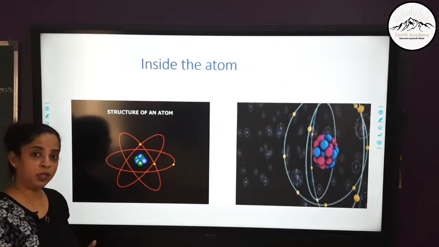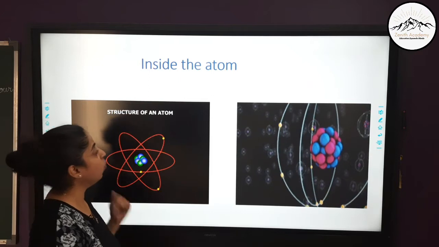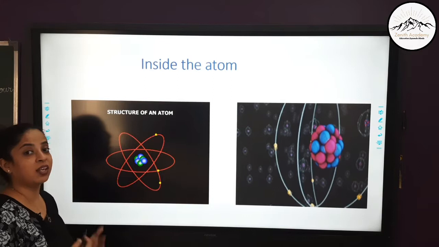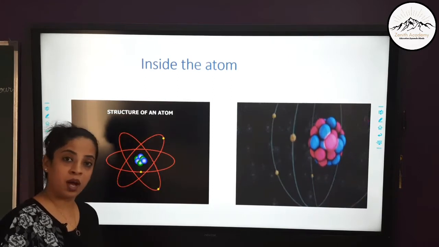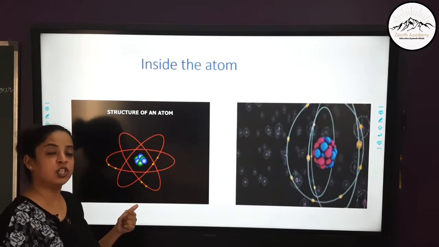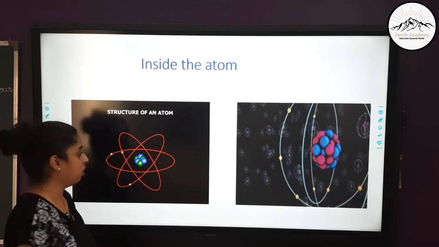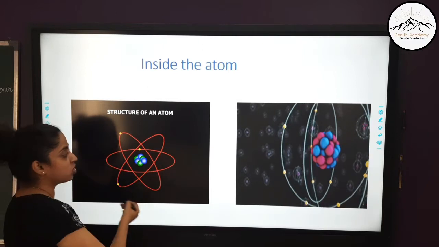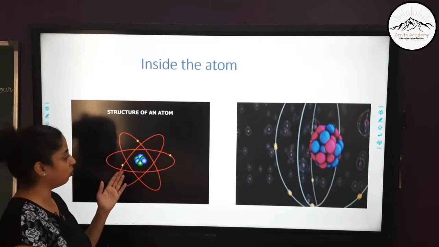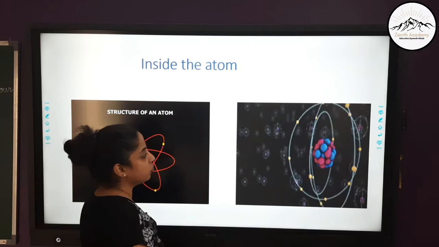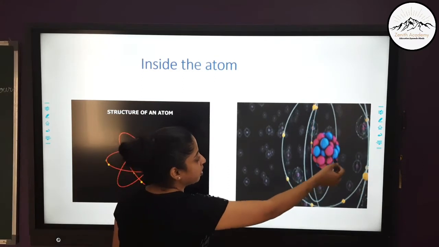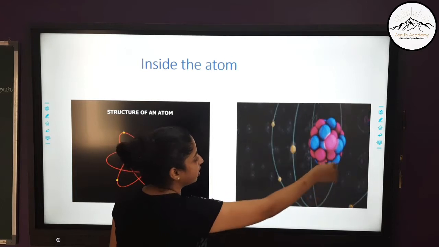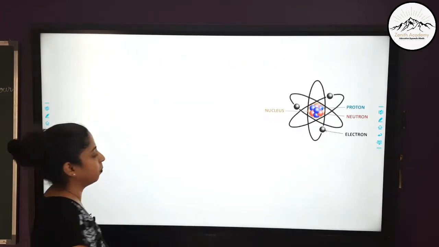So before diving deep into the topic, first let me tell you what is inside the atom. All of you must be knowing that an atom contains subatomic particles like protons, neutrons and electrons. So protons and neutrons are there in the nucleus and electrons revolve in the orbits which are around the nucleus. Here also you can see the protons and neutrons are there. It is forming a dense mass and outside there are orbits in which electrons are revolving.